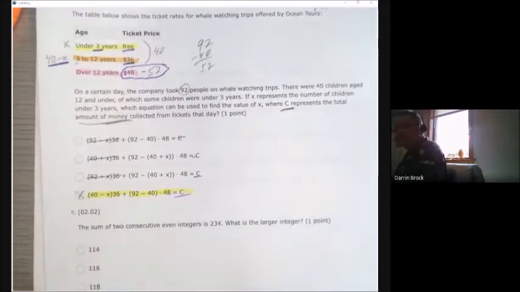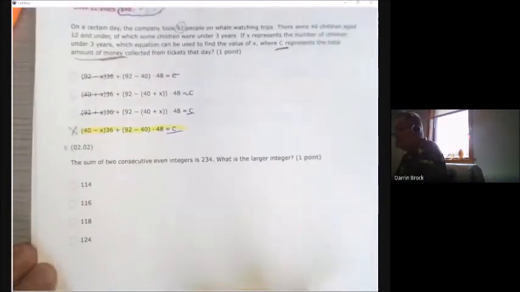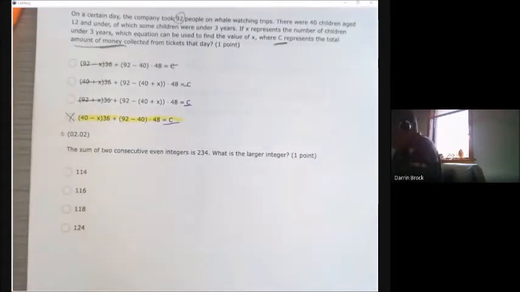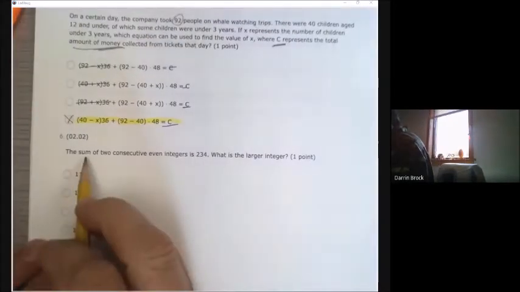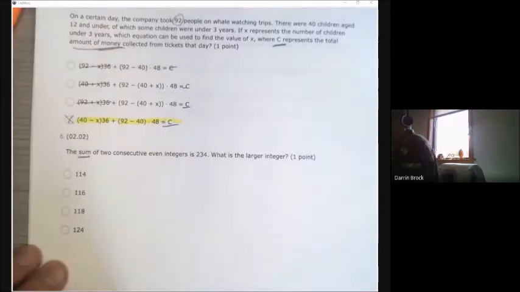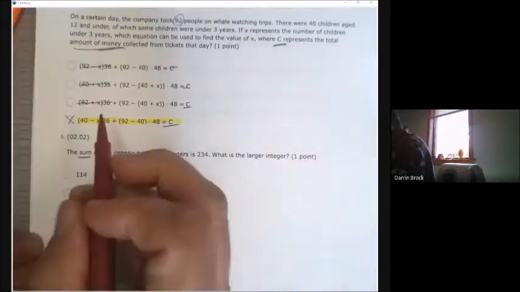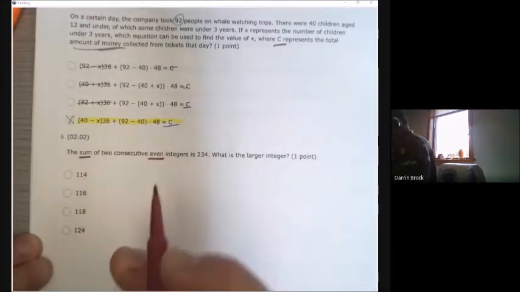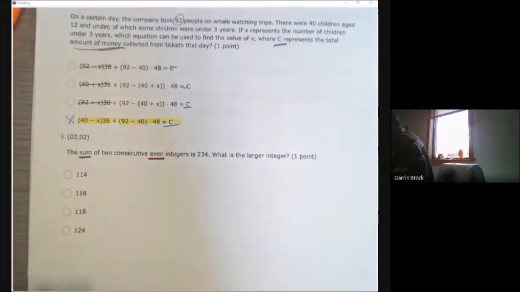Okay. Here's a good one down here that a lot of people figured out real quick, but then didn't think about it and gave the wrong answer. So the sum, that means we're adding, right? You've got to get the key words in here. The sum is the key word. It means we're adding 2 consecutive even integers, and the sum is 234.